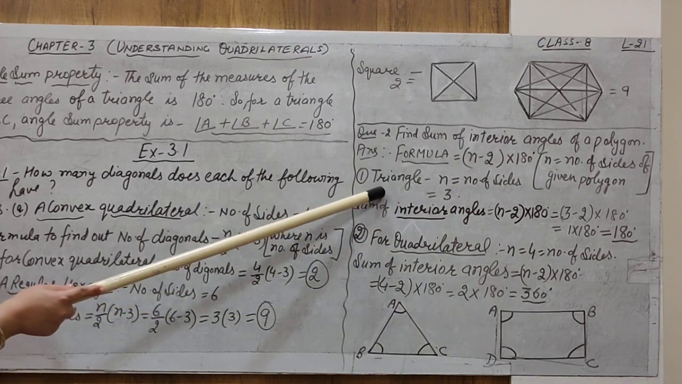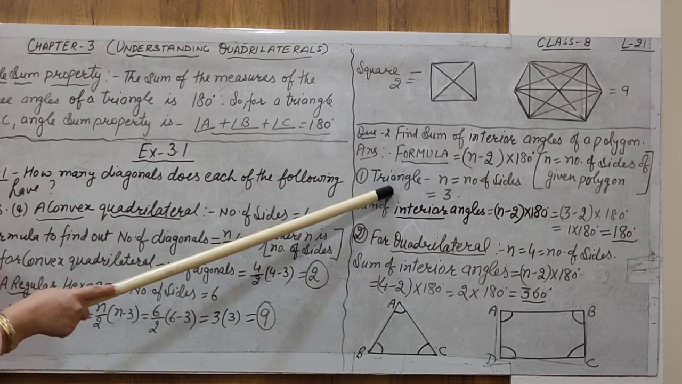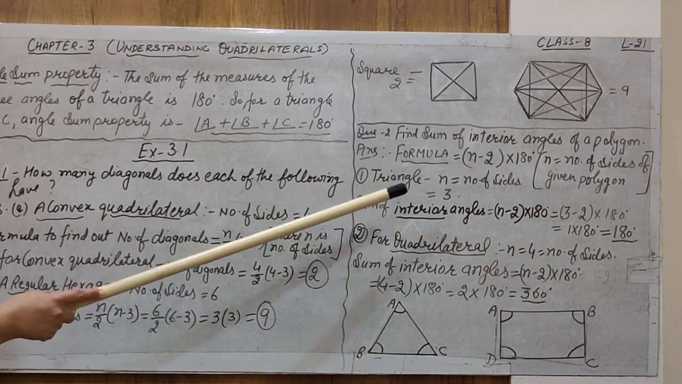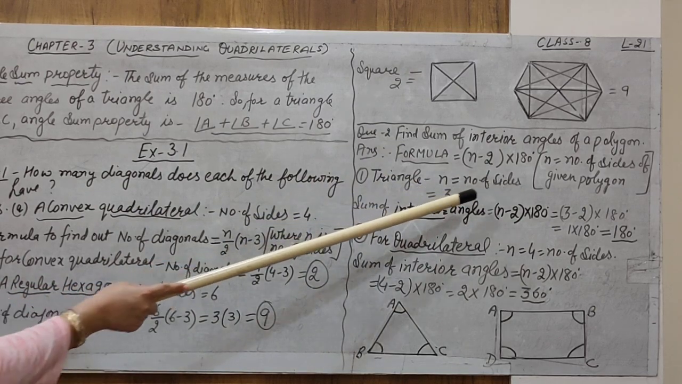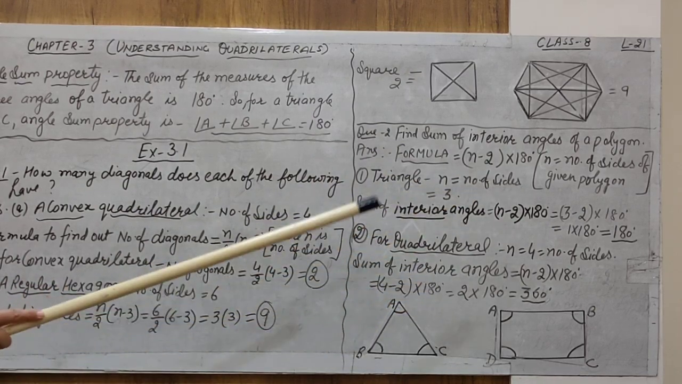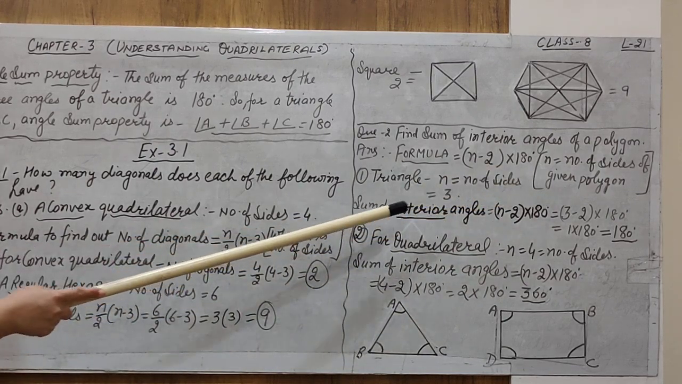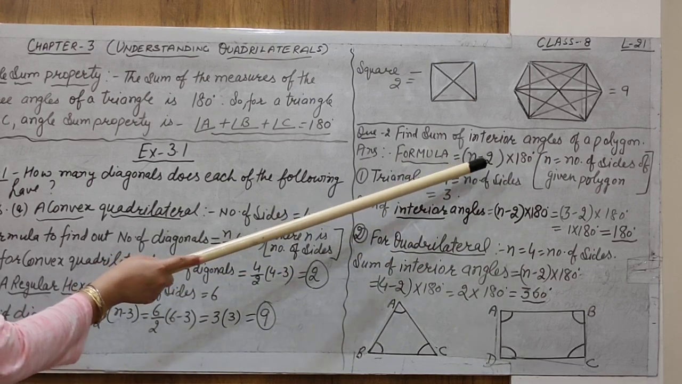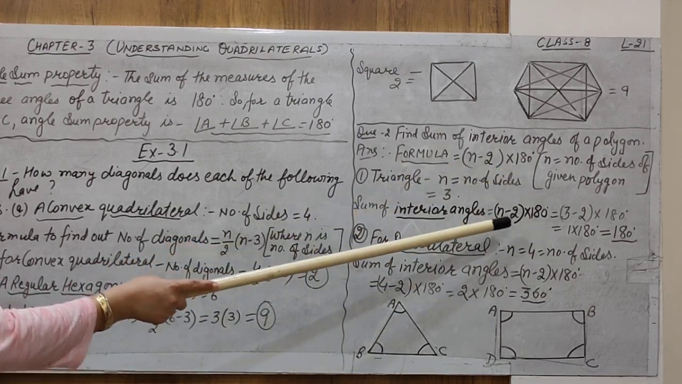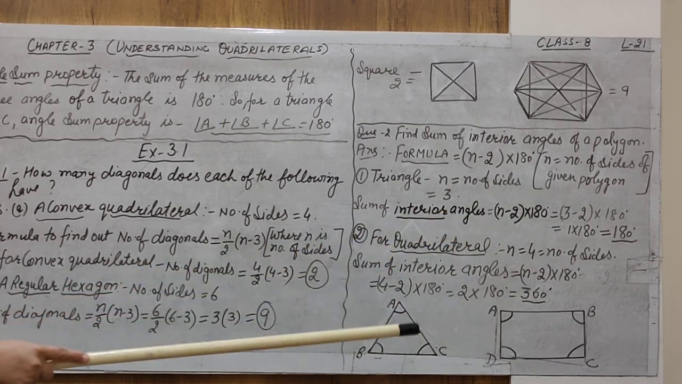Now let us see one by one. The first example I have selected for you is a triangle, which is the smallest polygon. For a triangle, n is equal to the number of sides, which is 3. In a triangle there are 3 sides only. So the sum of interior angles of a triangle, using this formula, n minus 2 into 180. We have to put the value of n equal to 3.